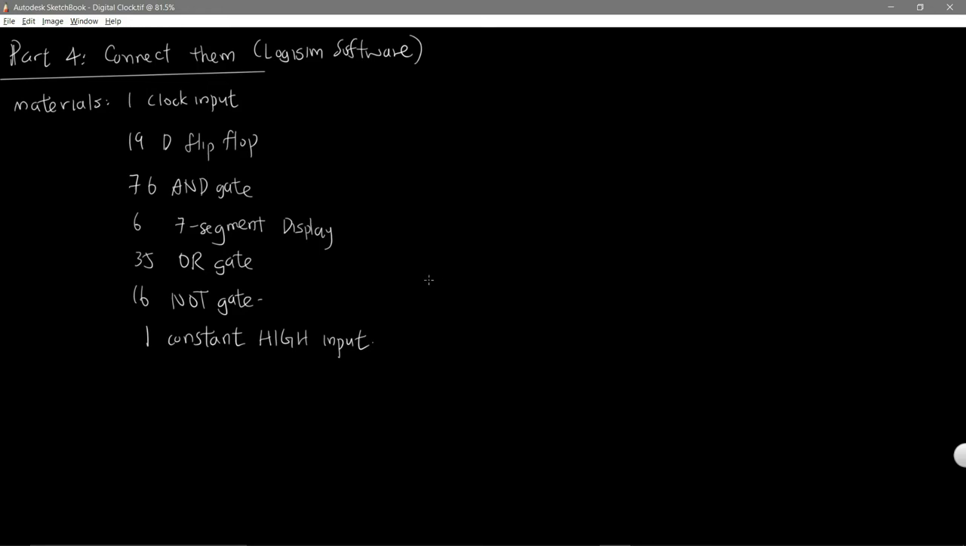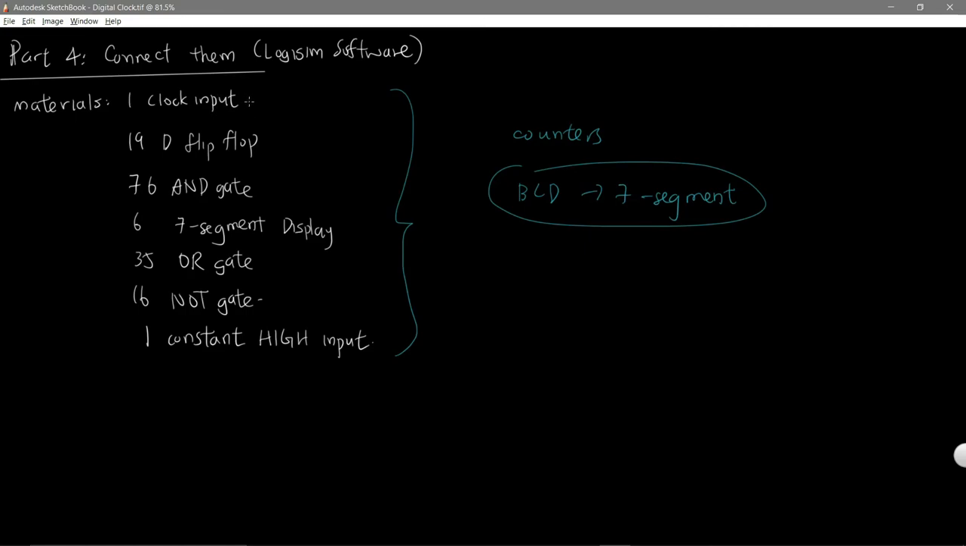Alright, now we want to connect all our discussed parts just now. We want to connect the counters. We want to connect the BCD to 7 segment conversion. You will see this connection later. And this is the table for my circuit. You need 1 clock input, 19 D type flip flops, 76 AND gates, a total of 6 7 segment displays, 35 OR gates, 16 NOT gates, and 1 constant high input. The 1 constant high input is for the hours display. You will see later why it was added.